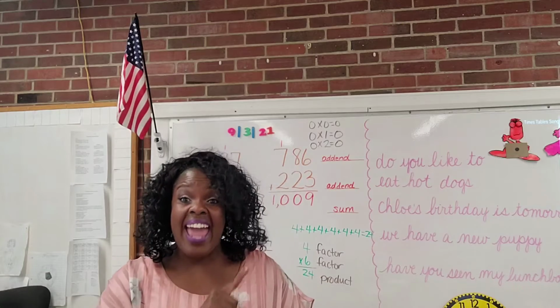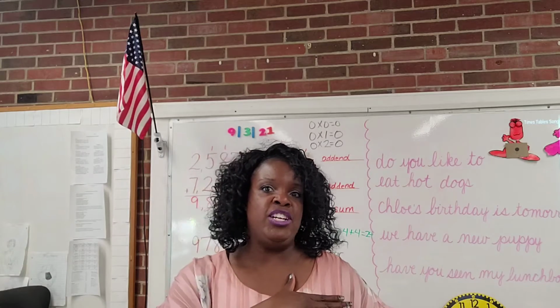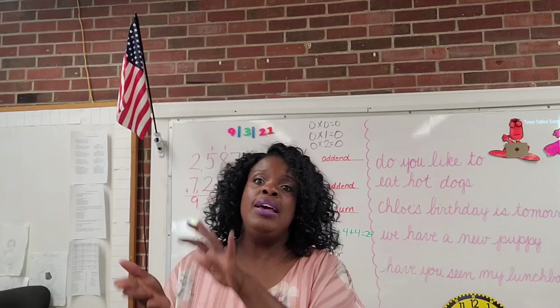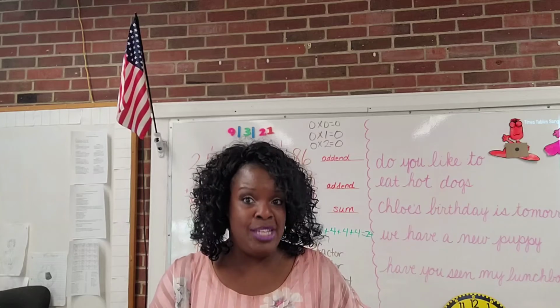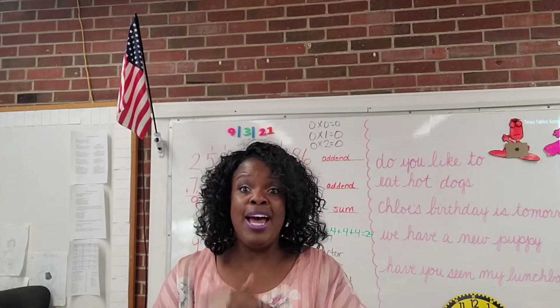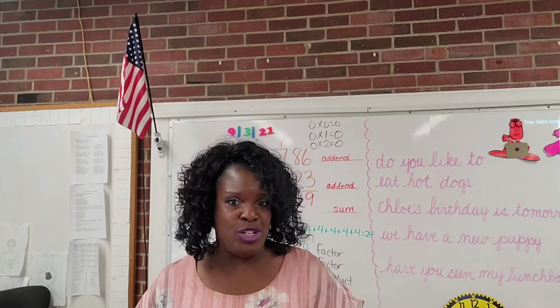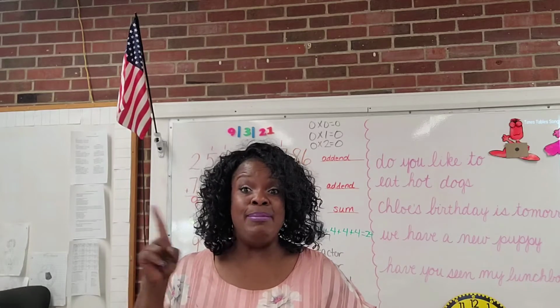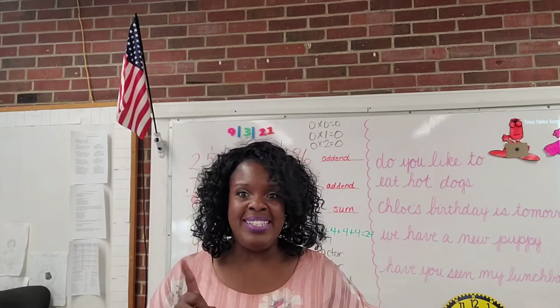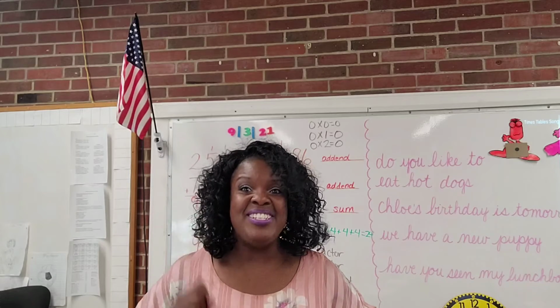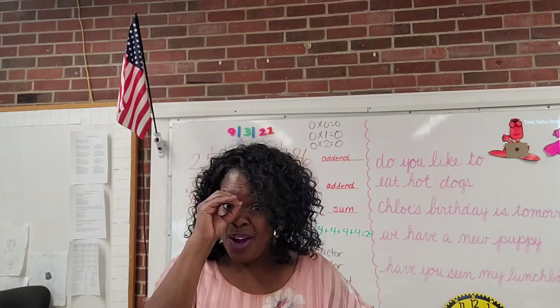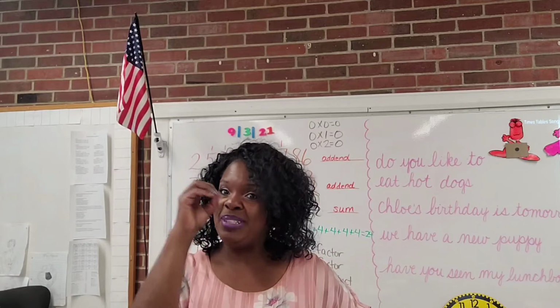So we're going to say our 0 multiplication table. So we start with 0. 0 times 0 equals 0. Say that. 0 times 0 equals 0. And then we're going to add the other numbers all the way down to 12. Okay? 0 times 0 equals 0. 1 times 0 equals 0. 2 times 0 equals 0. 3 times 0 equals 0.